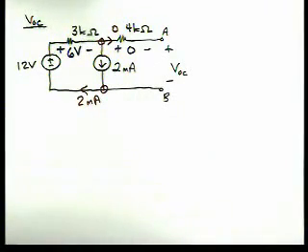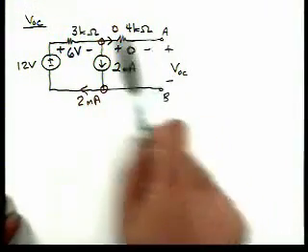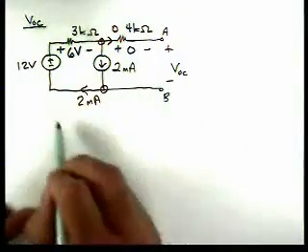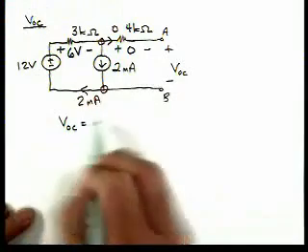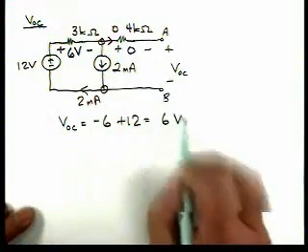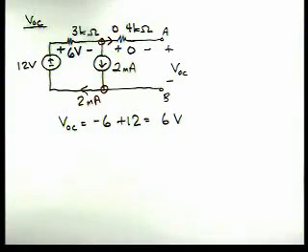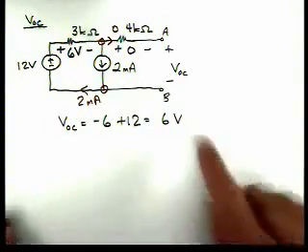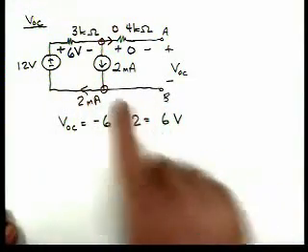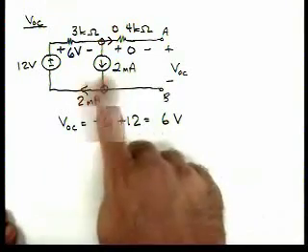Now if we apply KVL around the outside here, we'll have V0 equal to minus 6 plus 12, equal to 6 volts. Okay, so there's the first part. Now we need to find the Thevenin resistance, and if we look at our circuit, we only have independent sources. So one way we can find the Thevenin resistance is to turn these sources off.